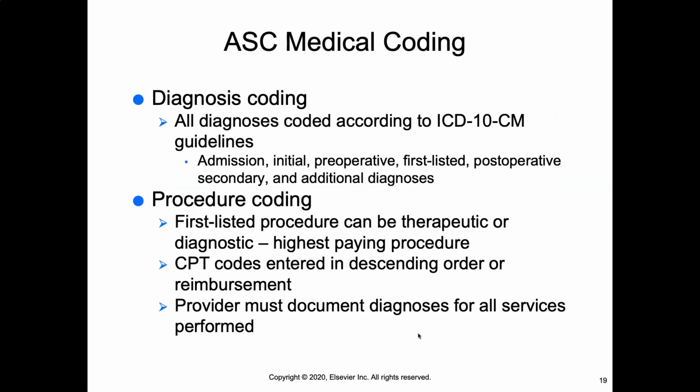So there is diagnosis coding, ICD-10-CM, which we did in Chapter 12. There's also procedure coding, and this is CPT, and we did that with Chapter 13. The first listed procedure can be therapeutic or diagnostic. It's typically the highest paying procedure. The CPT codes are entered in descending order of reimbursement, and then the provider has to be sure that they document diagnoses for all those services that were provided. Again, it's justifying that medical necessity. It's saying, here's why we did what we did.